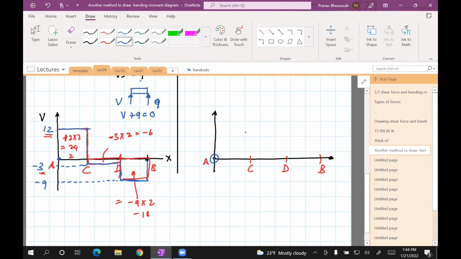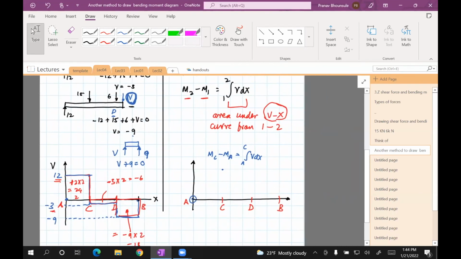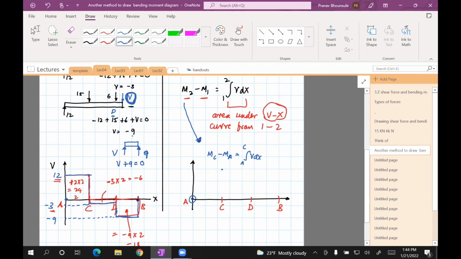Now to find the moment at C, we use this equation: MC minus MA equals the integral from A to C of V dx, which is essentially copy-pasting this formula, but substituting the values for sections 1 and 2. The area between A and C, we just computed, is 24. Since the moment at A is 0, the moment at C is 24. That's how you get the moment at C.